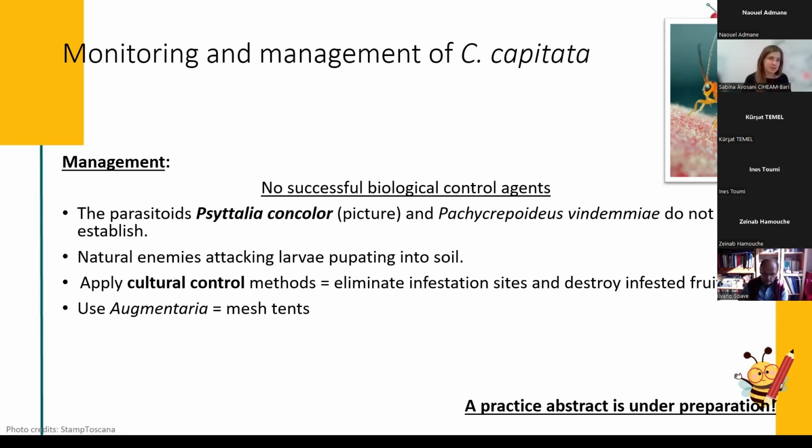There are many advantages, because you have more parasitoids inside your orchard, you have fewer adults emerging from the fruits, and you have compost that you can produce from the mesh tents.